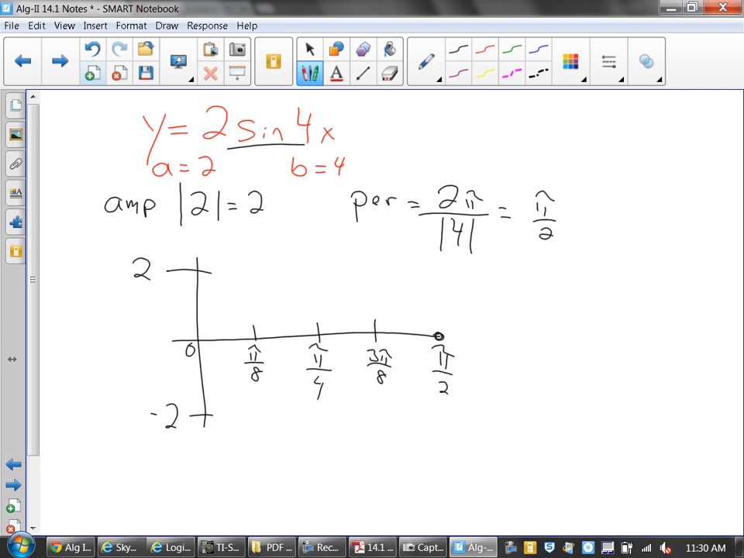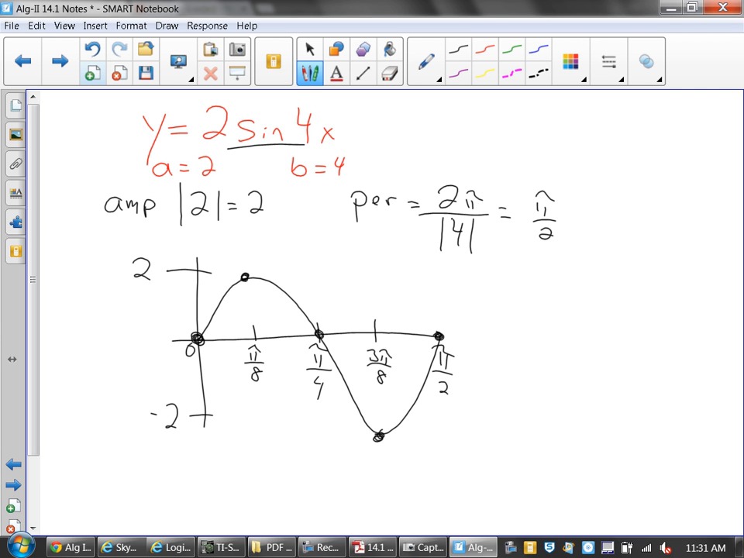Again, since this is a sine curve, it always starts at 0. It goes to the A value, which is 2, then 0, the opposite of A, and 0. There's your curve. Like I said, all of these curves are going to look the same unless the A value was negative. If the A value was negative, which direction would it go first? It would go down first. The tricky part of these things is just going to be figuring out those checkpoints for your periods.